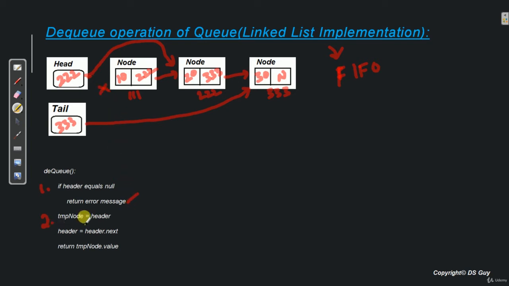So that's the same thing we are saying here. We are taking a temporary node and we are storing the address of the first node, which is also head. Then we are updating head and then we are returning temporary node dot value, which is 10 in this case.